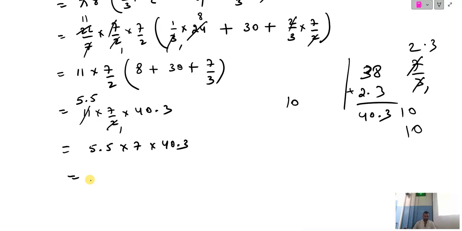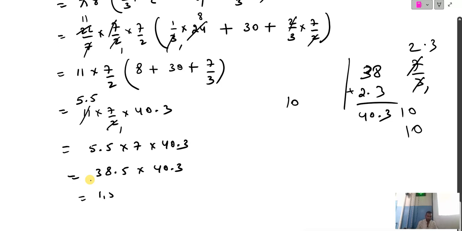Now first we calculate 5.5 into 7. 5.5 into 7 is 38.5 into 40.3. So into 40.3, if you are going to multiply, you get 1551.55 centimeter cube. So this is the volume of this given solid.